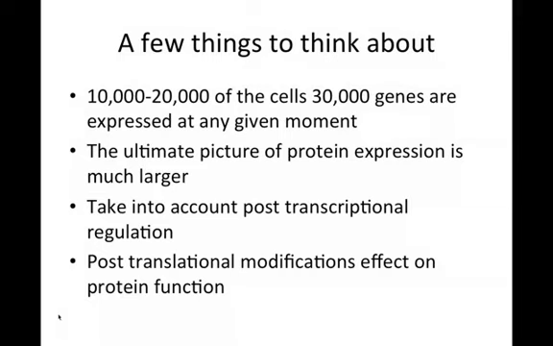So here's something to think about. 10,000 to 20,000 of the cell's 30,000 genes are expressed at any given moment. But the ultimate picture of protein expression is much larger. Take into account post-transcriptional regulation and post-translational modifications' effect on protein function. So you might have 1 to 2/3 of all genes being expressed, but there are many more proteins that come from that. Okay?